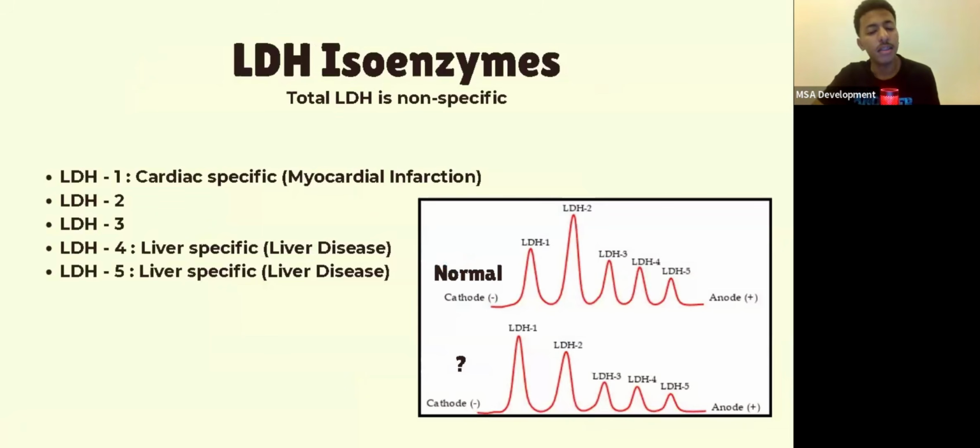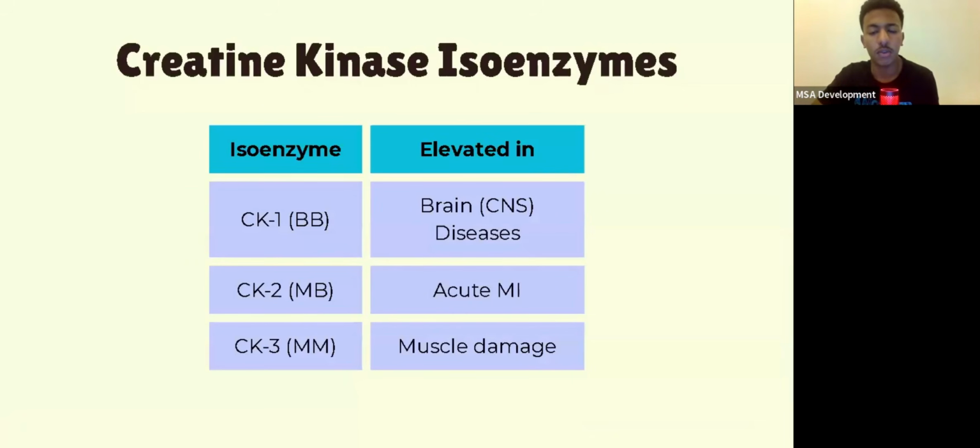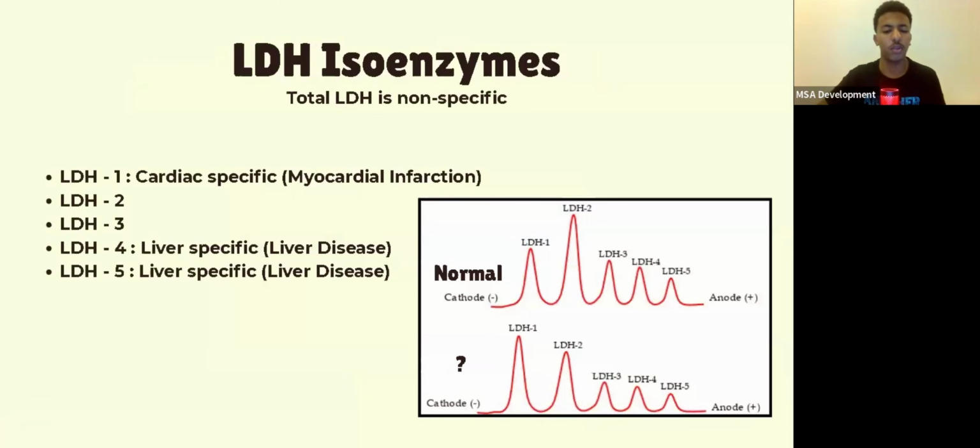Now, let's talk about the LDH isoenzymes. We spoke about the CK isoenzymes. Let's talk about the LDH isoenzymes. Now, the total LDH value is non-specific because each LDH isoenzyme points towards a specific marker, okay? So LDH1 is cardiac specific, so we're going to see a rise in MIs, for example. LDH2, LDH3, don't worry about them. LDH4 and LDH5 are liver specific. So you're going to see an increase in a liver disease, for example.